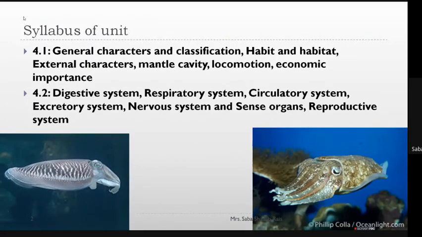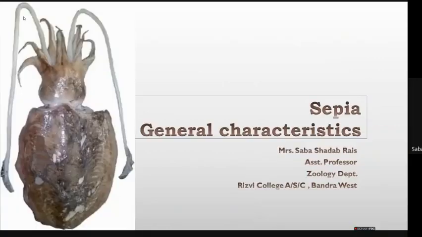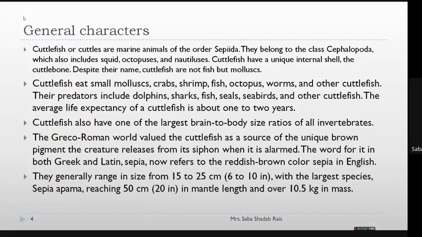Not only this, we are going to learn about the physiological part of the sepia. In that, we will cover the various body systems and metabolic activity, how they do it. We are going to learn in detail about the digestive system, respiratory system, circulatory system, and nervous system. Not only this, we will also have an idea about the sense organs and reproductive system of the sepia. So shall we start with the general characteristics?